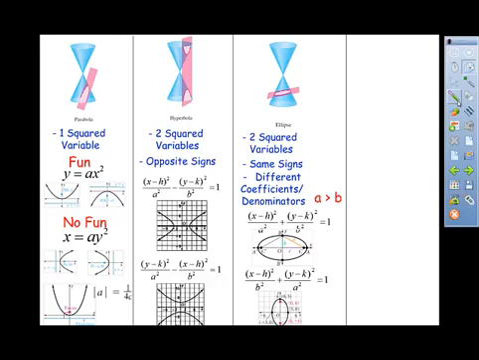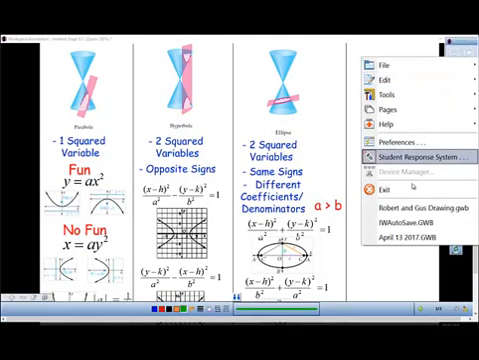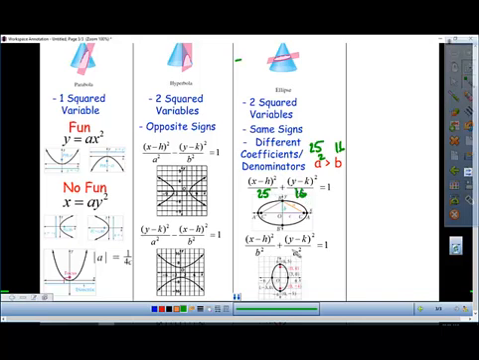So let's say that A squared is 25 and B squared is 16. Over here we have 25 and over here we have 16, and down here we have 25 and over here we have 16. That's how you can tell the difference between the two ellipses.